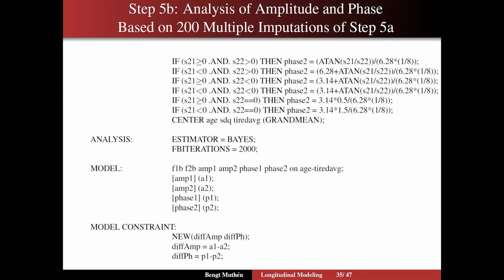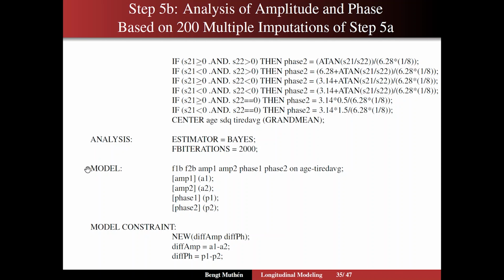Now on slide 35, we also have some novelties. We have FB iterations as the standard, so a fixed number of Bayesian iterations set at 2000, for instance. And that's because we want to use the same number of iterations applied to all of the 200 analyses. So that's just a convention we use.